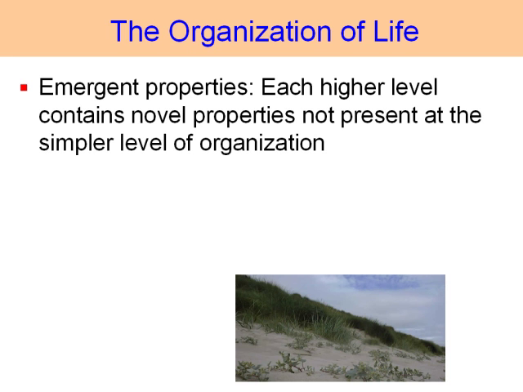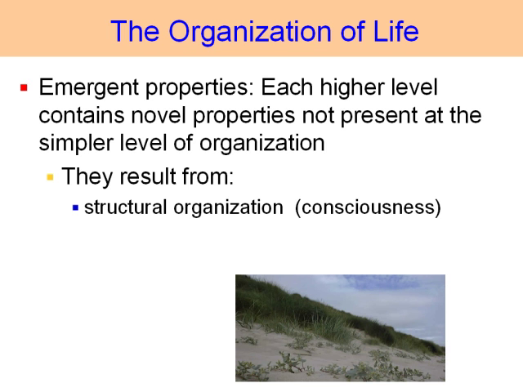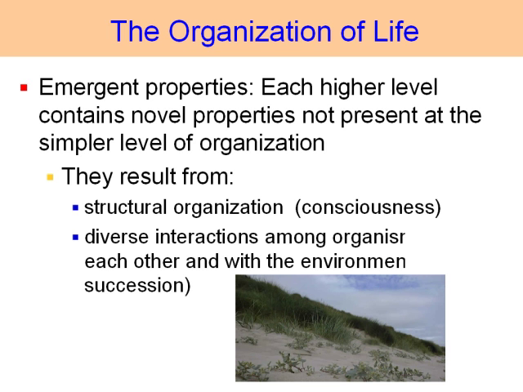Now, when you move from one level to the next of organization, you often have what are called emergent properties, such that at each higher level, you're going to have novel properties that were not present at the simpler level of organization. And these are going to result from structural organization. As an example, for instance, consciousness. Consciousness is going to result from the fact that we're combining several different types of tissue together to form, for instance, the brain, and then actually form the nervous system.